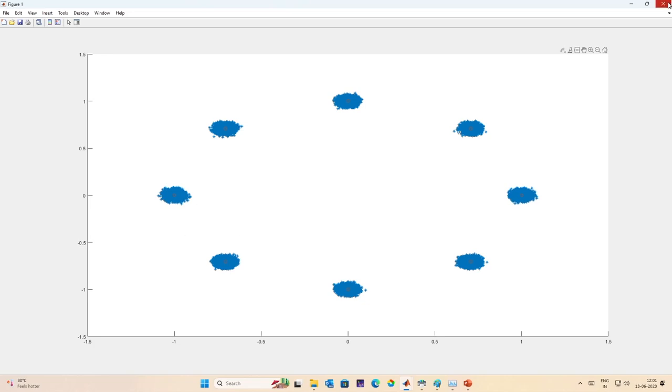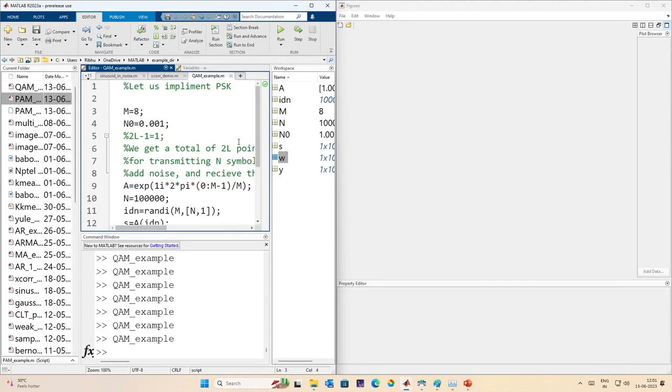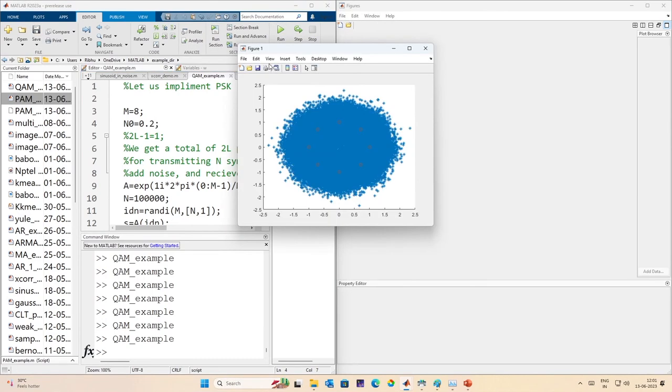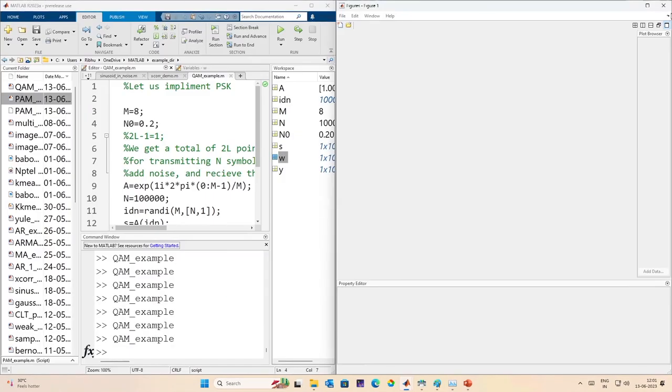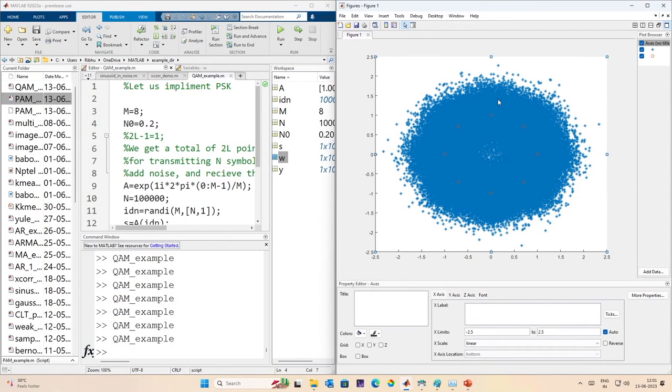So now let us try to repeat what we have done earlier. Say we start at a noise variance of 0.2. We see a big cloud, and so we lodge it here. So what we see is a bigger cloud of symbols, and we see a smaller cloud of symbols.